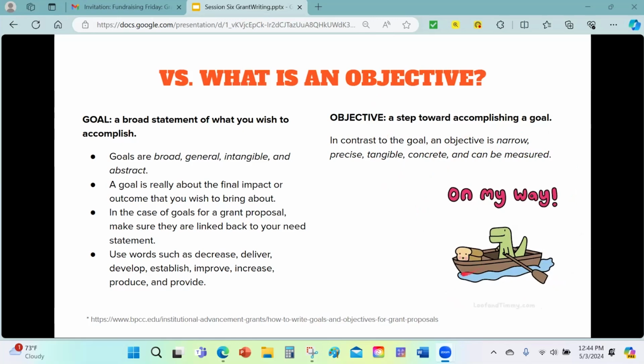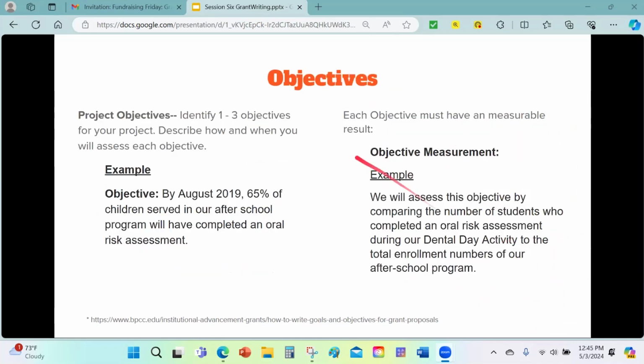accomplishing something. Did Timmy and Loaf get to the other end of the shore? That's what we want to know. We're on our way. Did we get across that river? We can measure: did we arrive? How long did it take us to get there? What obstacles did we face along the way? What time did we get there? Who traveled with us? It's all measurable. So again, your objectives you want to be measurable. In general, you want somewhere between one and three objectives.